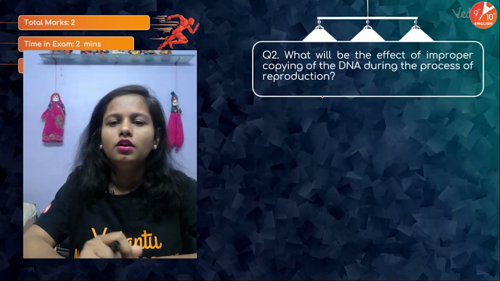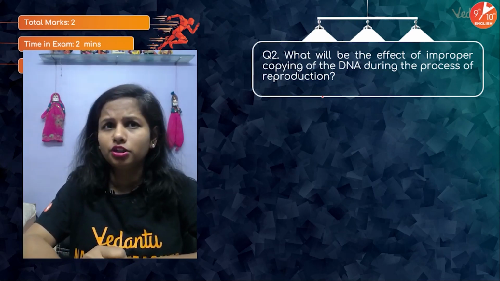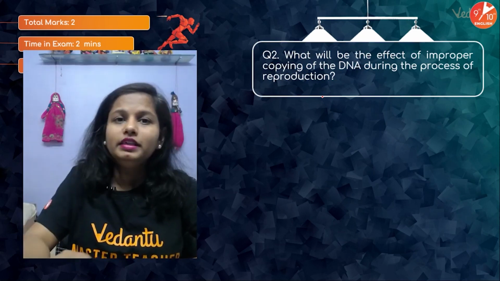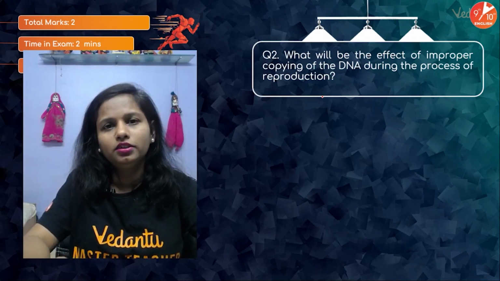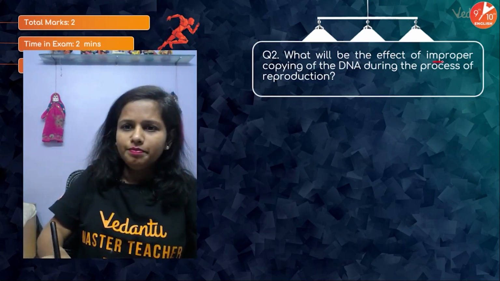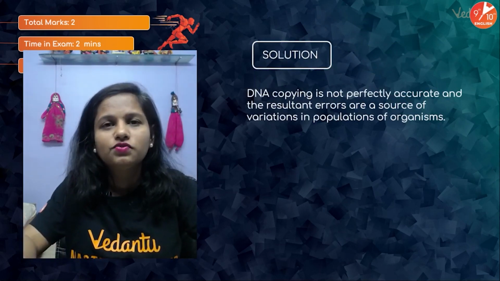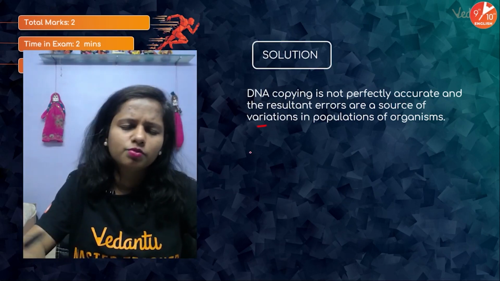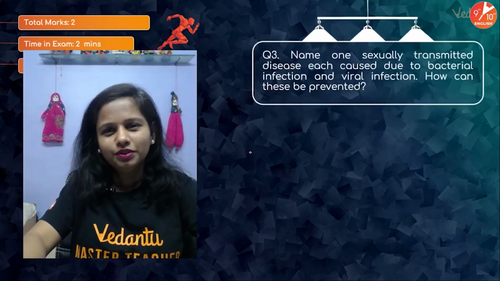Then next question, what will be the effect of improper copying of DNA during the process of reproduction? So we already know that copying of DNA is a biochemical process and it's not 100% accurate. So these inaccuracies lead to variations, right? So improper copying of DNA leads to genetic variations within populations. So simple variations or genetic variations, both will be accepted. Variation is important.